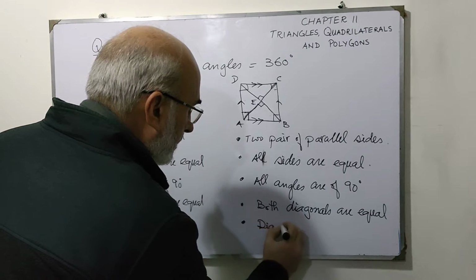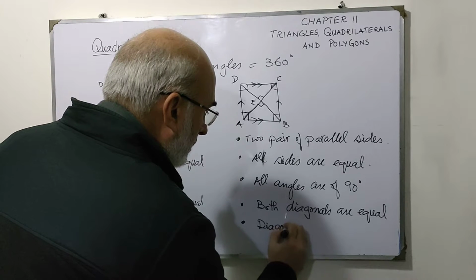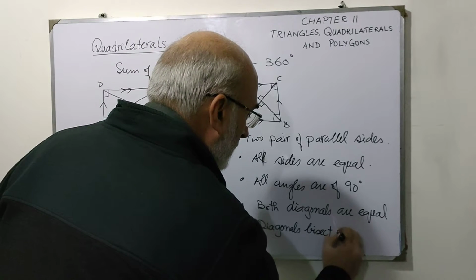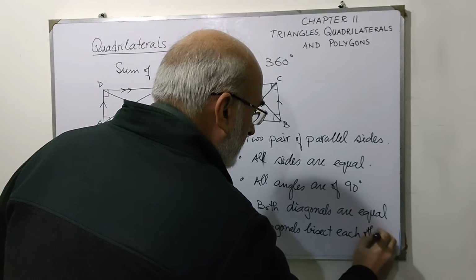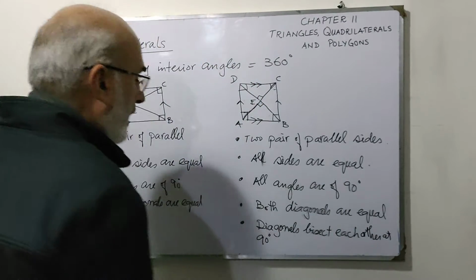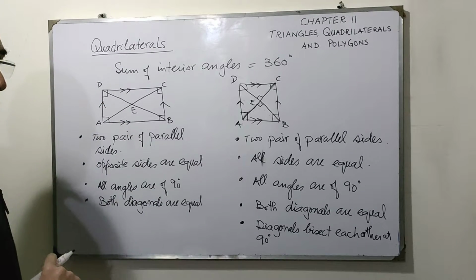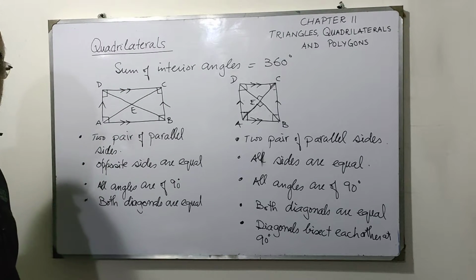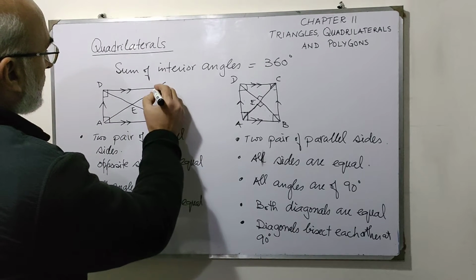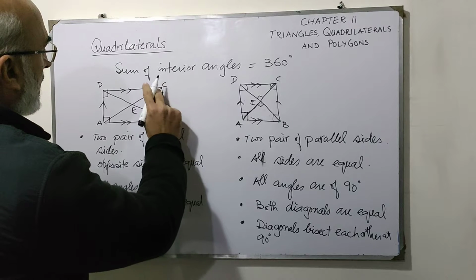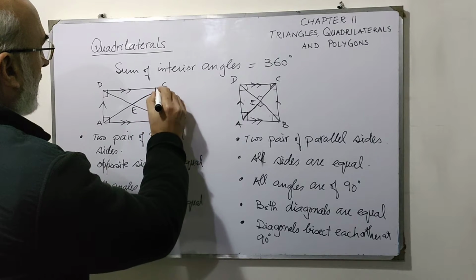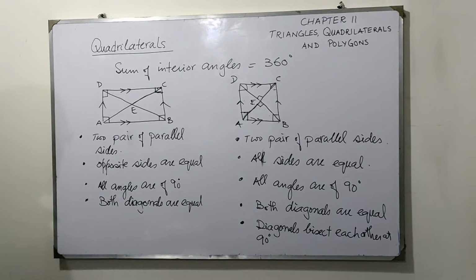Diagonals bisect each other at 90 degrees. But in this case, the diagonals are not bisecting each other at 90 degrees, just to make sure that we are talking about a 90 degree here.